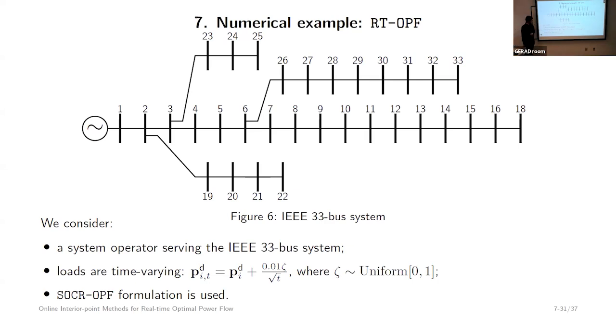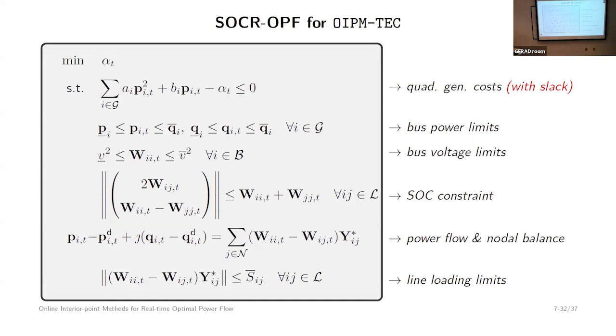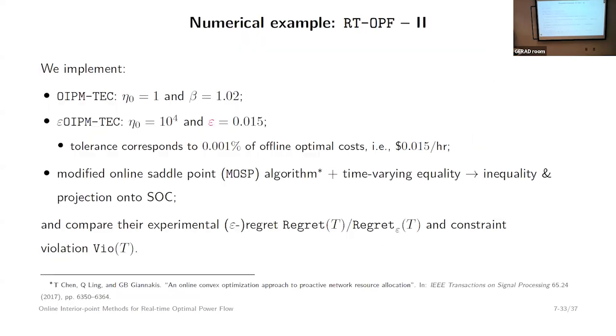I'll be using the second order cone relaxation of the OPF, but in a real-time fashion. So just to remember, that's my new problem, the problem I want to solve. The only thing I did is I wanted to have my linear objective, so I use a slack variable, and life is good. I can solve this problem, and that's the one I'm solving in real time.